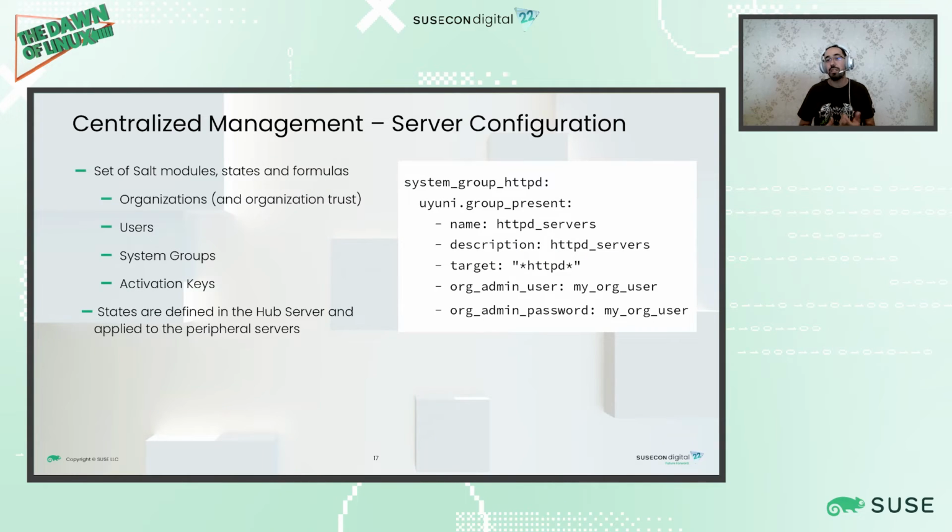And here you can see an example of how this salt state looks. So we have the salt state name uyuni.group_present. Uyuni is the upstream project of SUSE Manager. And you can see that the name of the group will be httpd_servers. And all the systems that have httpd in their name will be assigned to this group. For this to be able to apply to the peripheral server, we need to also define the org admin user and password, so we are able to create this group and assign all the systems to this group.